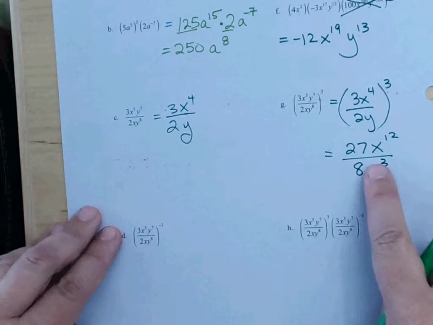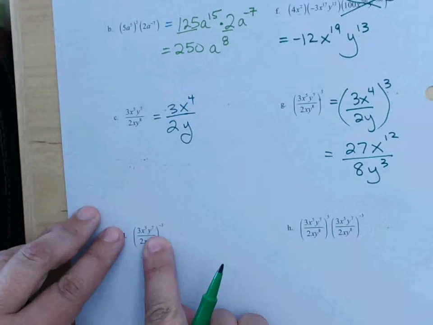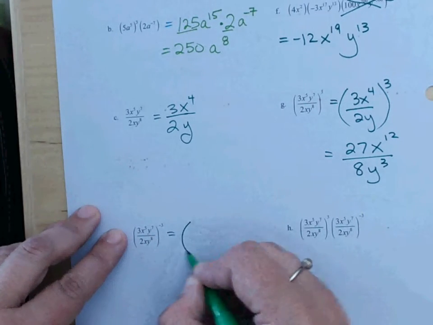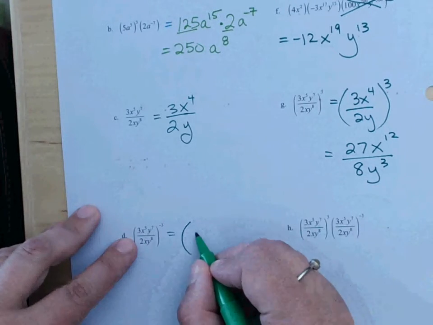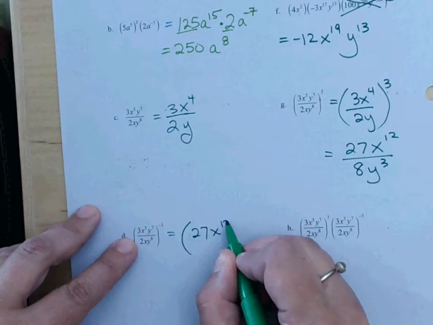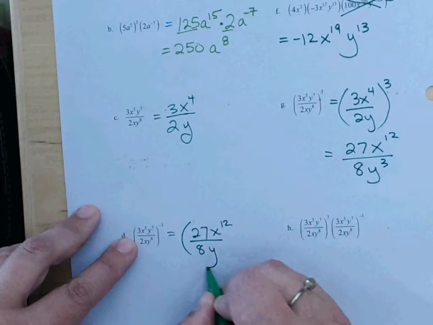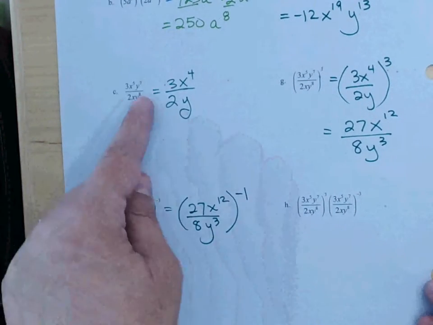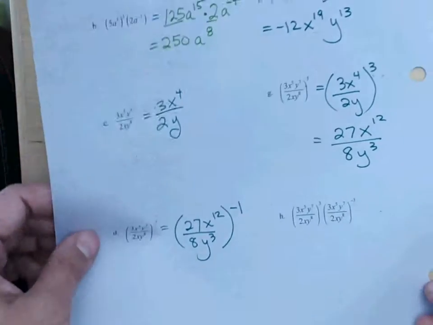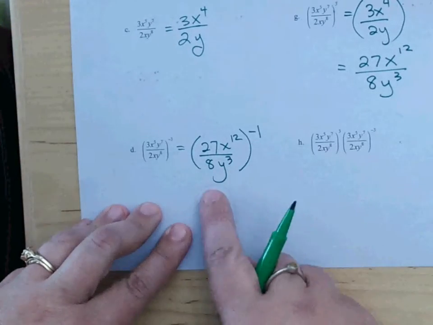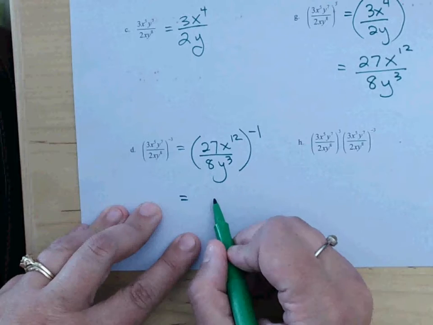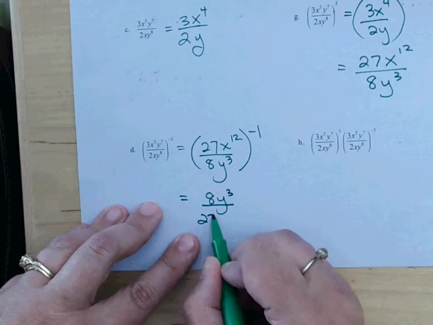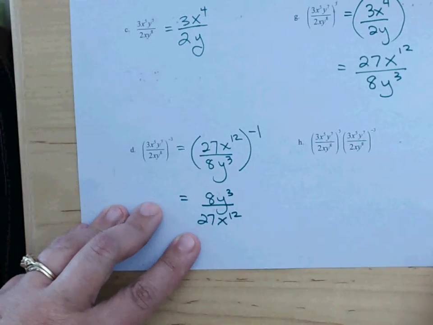Now this is the exact same problem, but just taken to the negative power. So what do we do if I take all of this, the inside and to the third, 27x to the 12th over 8y to the third, the only thing that's missing is the negative 1. You see how this problem builds, right? And so if I take it to the negative 1, what does it become? Yes, because you took the reciprocal, you flipped them.